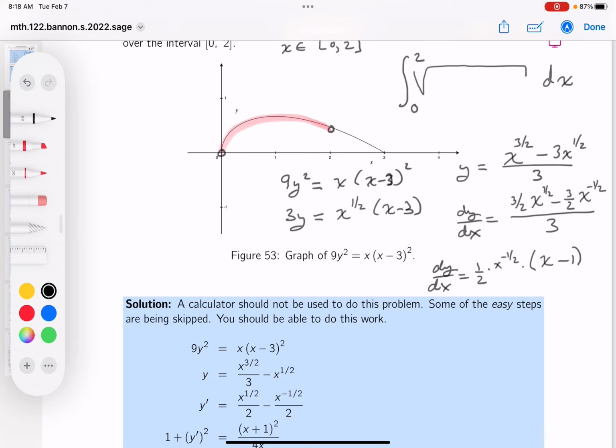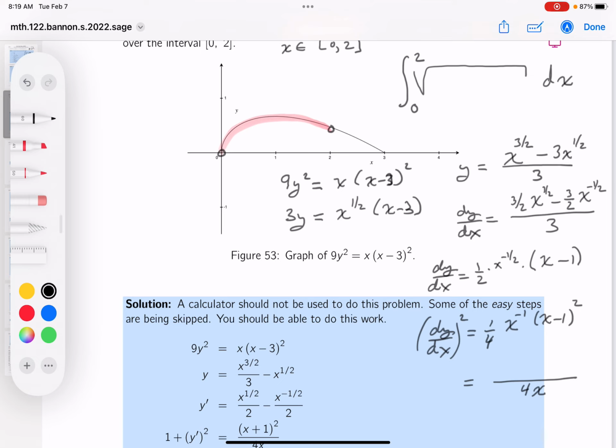All right, let's keep going. I've got to square that. So dy dx squared, well, that would be 1/4. x to the minus 1. And then you get (x minus 1) squared. I'm going to simplify that a tiny bit. I'm going to say 4x on the bottom.